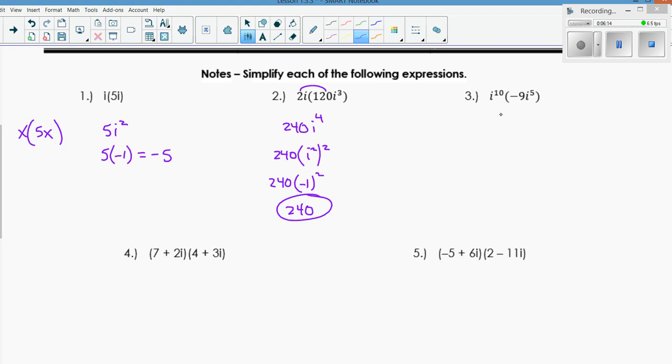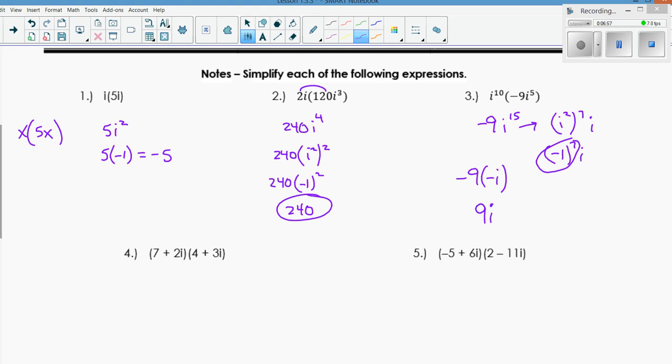Alright, next one. I don't have any coefficient in front of i to the 10th, so I just have negative 9. If I have i to the 10th times i to the 5th, I'm adding my exponents. 10 plus 5 is 15. You may want to do some side work. Maybe you could say, well, i to the 15th is i squared raised to the 7th power, that gives me 14, and there's 15. That's negative 1 to the 7th power times i. So negative 1 times i gives me negative i. So I'm saying negative 9 times negative i, which gives me a positive 9i.